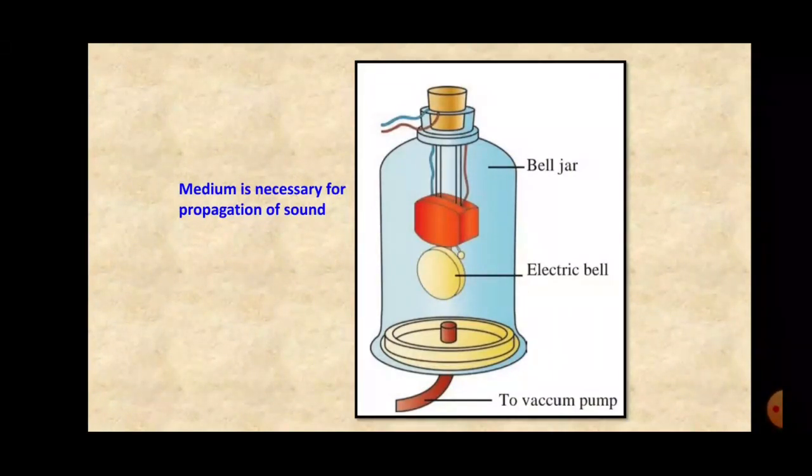So this demonstrates that sound generation and propagation need a medium, and if the air is removed completely from inside the bell jar, then we will not be able to hear the ringing of the bell outside. Okay, so this experiment concludes that a medium is necessary for the propagation of sound.